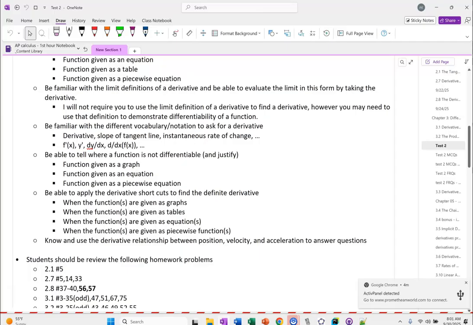And you should know and be able to use the derivative relationship between position, velocity, and acceleration. Right? What's the relationship? Just derivatives all the way down. The derivative of position is velocity, the derivative of velocity is acceleration. So it's just derivatives all the way down. So to find acceleration, you do the second derivative. So acceleration is the second derivative of position, or the first derivative of velocity.